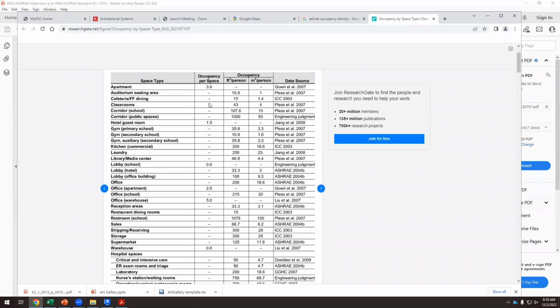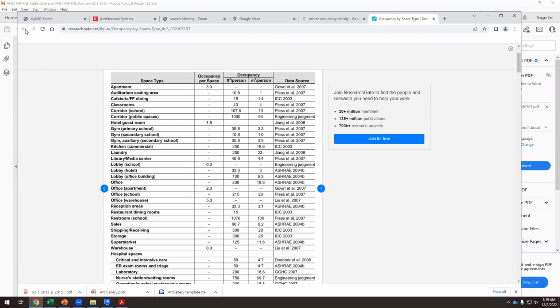We don't have occupancy per space. We have this 43 square feet per person. But well, that depends on the number of seats that we have in the classroom. Okay, so do we have lobbies? We do have a lobby. Here we have different lobbies, and depending on what lobby, for school, 0. Doesn't make sense. For a hotel, we have 33 square feet per person. For an office building, we have 100 square feet per person. Well, we don't find the lobby for an art gallery.